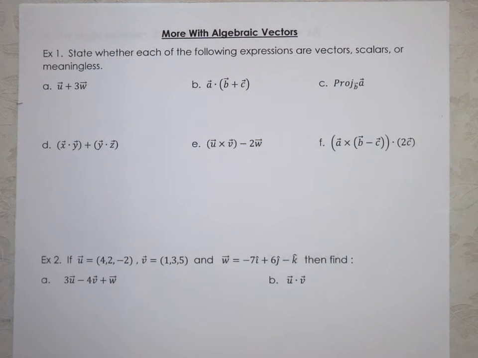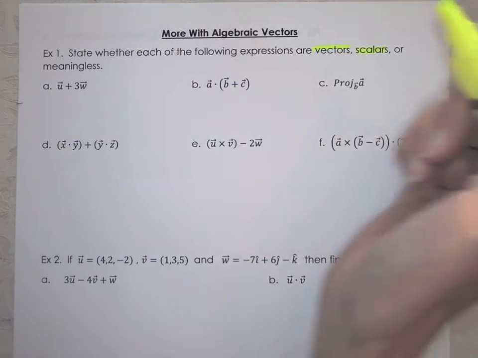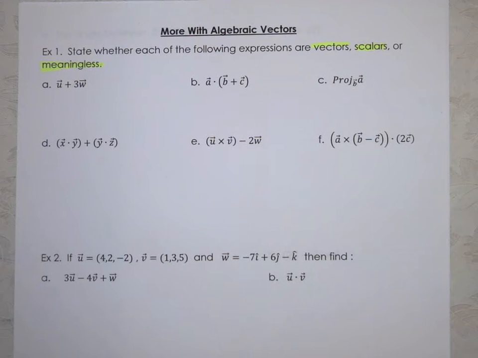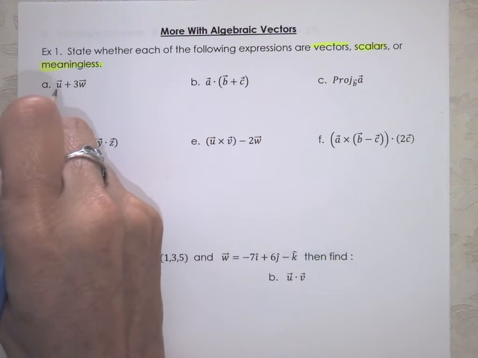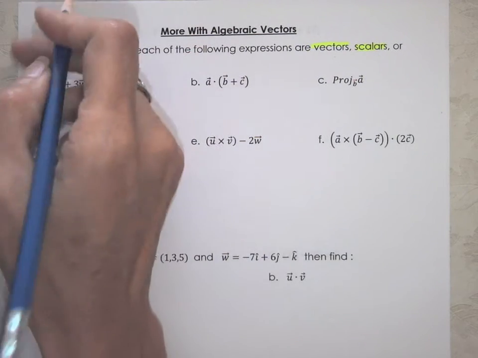Okay, this lesson we're gonna consolidate our understanding of operations with algebraic vectors, but I also wanted to start off the lesson by determining whether an expression involving vectors is a vector, a scalar, a number, or it's actually meaningless. It's important, especially when you're doing vector algebra, to be able to predict whether your answer should be a vector or a number. So we're going to look at how we would decide whether vector u plus vector 3w was a vector, a scalar, or it doesn't have any meaning.